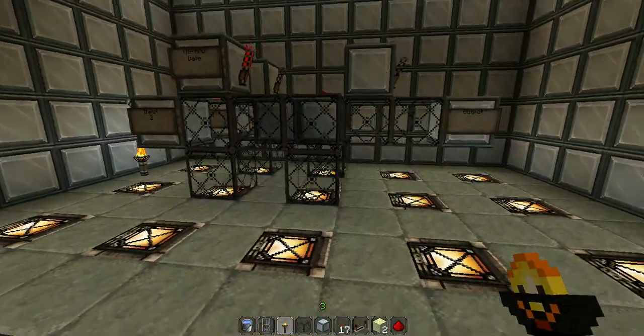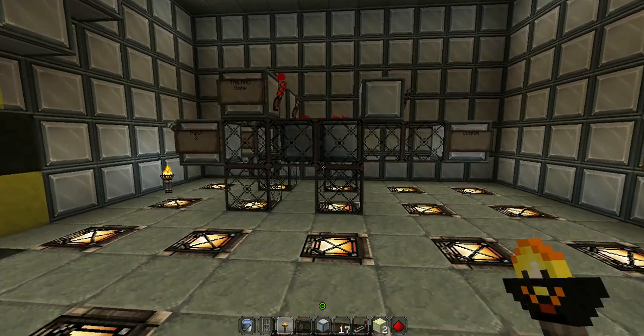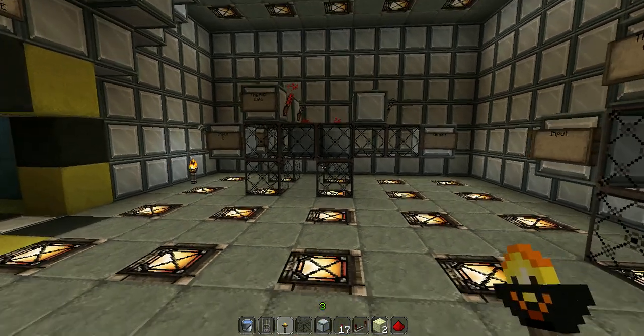Really, that was just the basic application of the AND gate, and I'm sure that you guys can come up with some much more interesting uses for it on your own. And frankly, I look forward to seeing them.